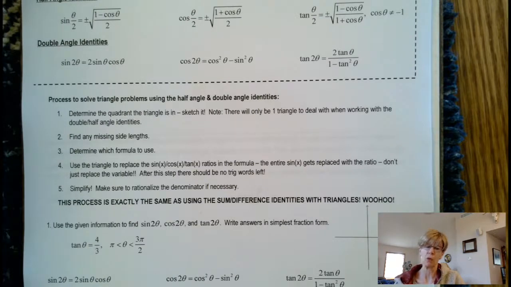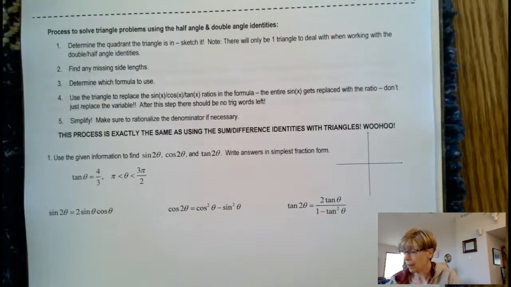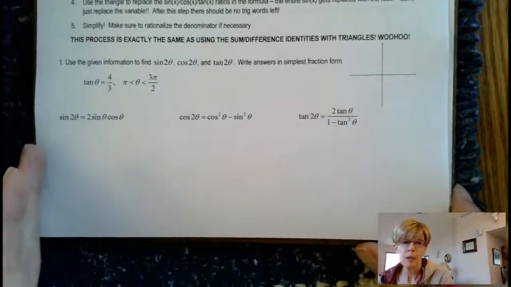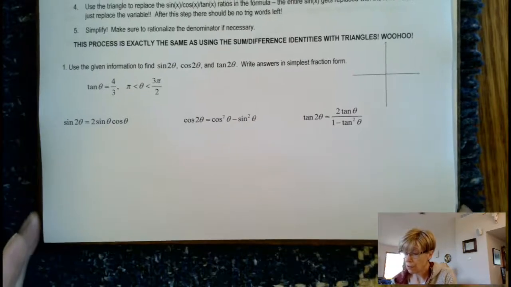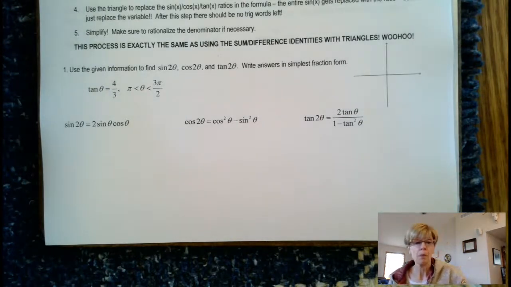So if we scoot down here, let me do this so I have room to write. It says, use the given information to find sine of 2 theta, cosine of 2 theta, and tangent of 2 theta. Write answers in simplest fraction form. Tangent of theta equals 4/3, and pi is less than theta less than 3 pi over 2. If you look back up to the first step, it says to determine which quadrant we're going to be drawing a triangle in. Here is pi, here is 3 pi over 2.